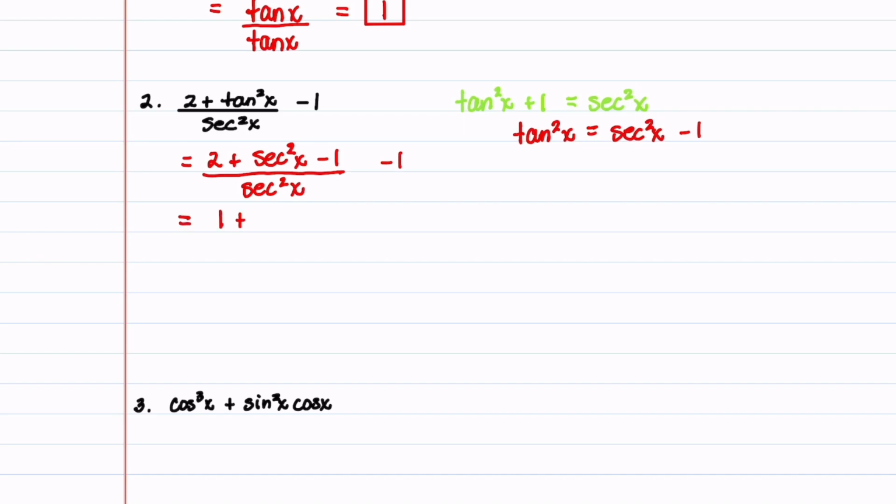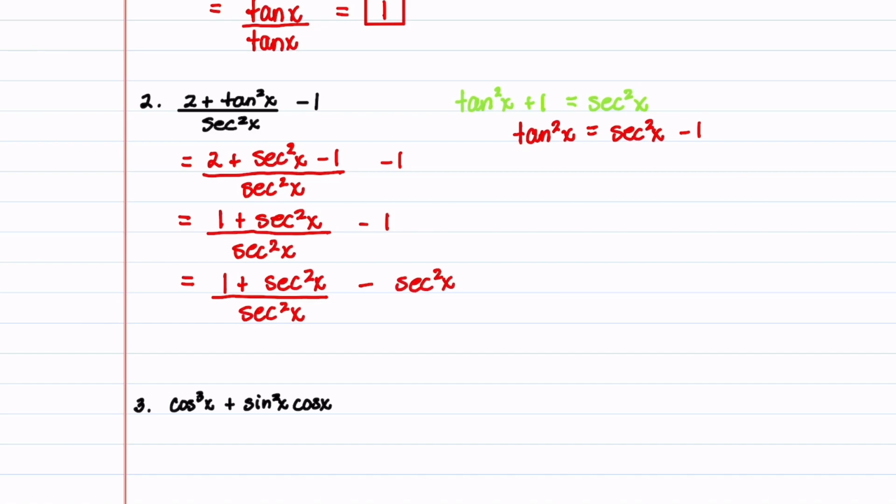This gives us 1 plus secant squared x on the top, secant squared x in the denominator, and then we're still subtracting 1. We have two terms, and we can get a common denominator. Our common denominator is going to be secant squared x. So our numerator looks like 1 plus secant squared x over secant squared x, and then our 1 will change to be secant squared x divided by secant squared x.